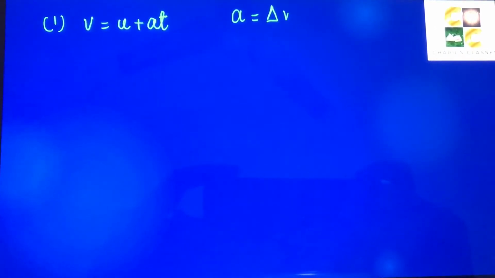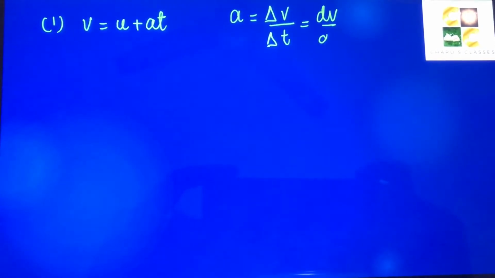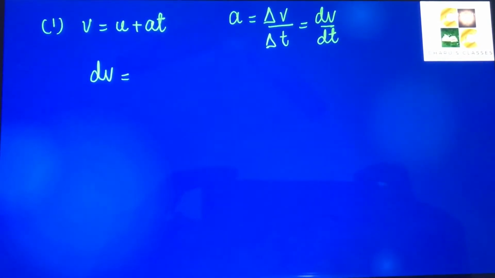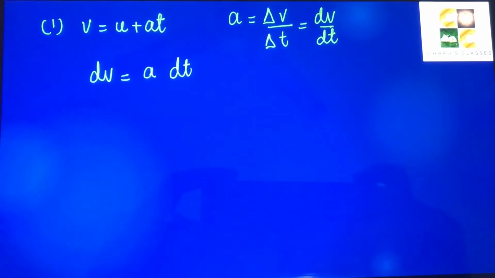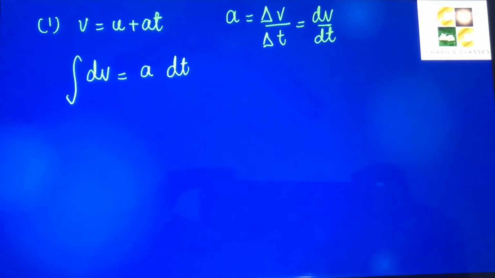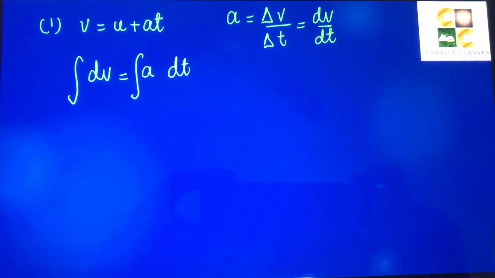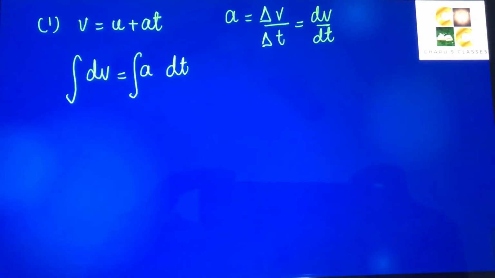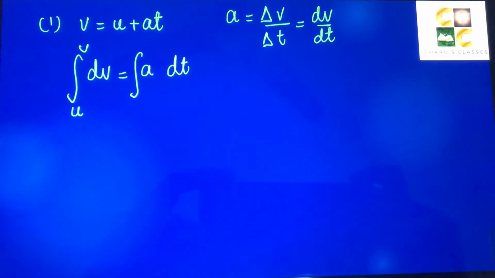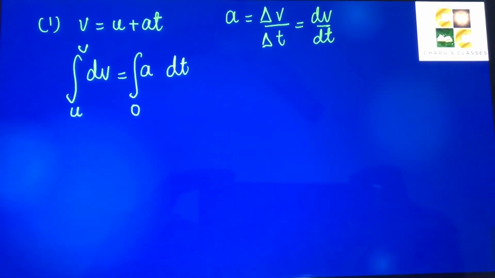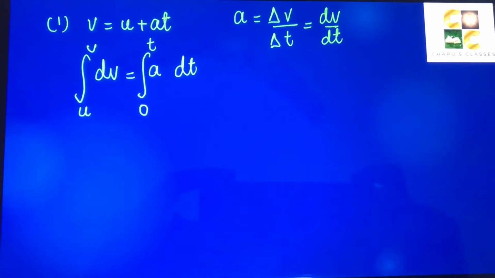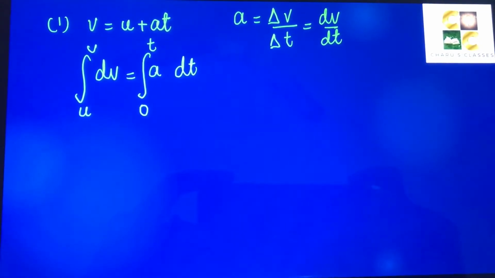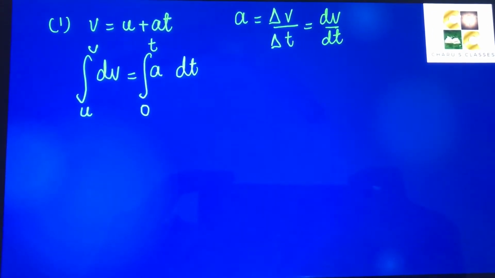Acceleration can be defined as change in velocity by change in time. So we can write it as dv by dt. Cross multiplying, we can write dv is equal to a dt. Now we are going to integrate these two. The integration for dv will be between the two velocities from u to v, and dt will be from the time 0 to t. What it means is that when the object is going from time 0 to t, at that time its velocity is changing from u to v.